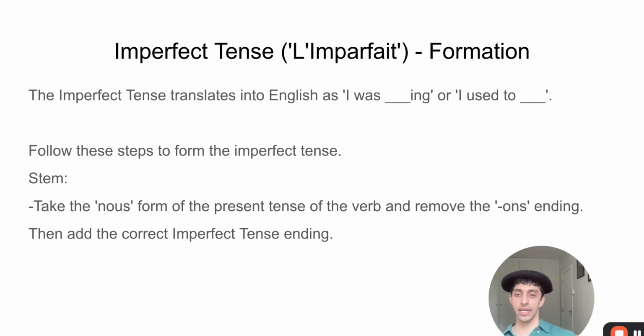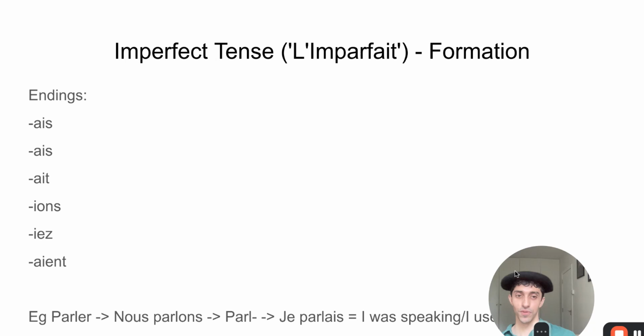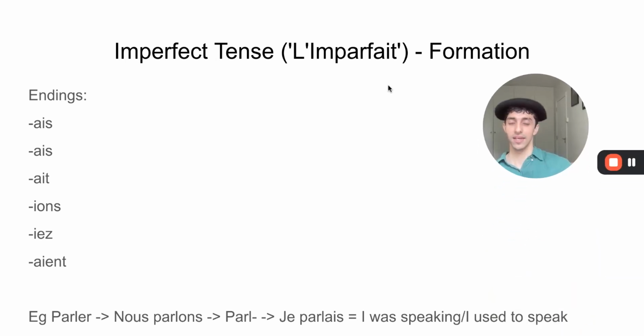And then you would add the correct ending of the imperfect tense. You'd have to put it in the right person, of course, which I will show you on the next slide. So these are the endings for the imperfect tense. Many of them are pronounced very similarly: ais, ais, ait, ions, iez, aient. You'll notice that four of them are actually pronounced the same way in French, and the nous and vous forms are slightly different in their pronunciation. It's very important to know the endings by heart. Those endings remain the same for every single verb in the imperfect tense without exception.